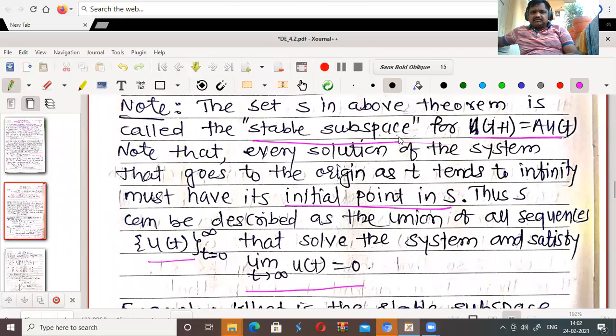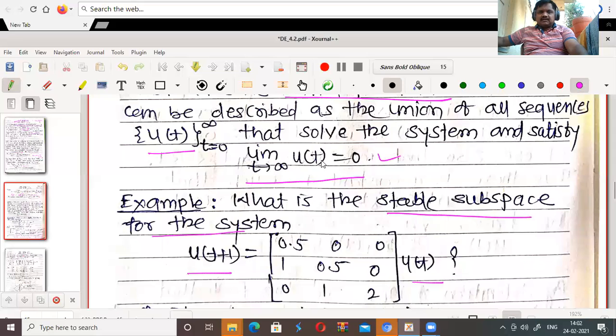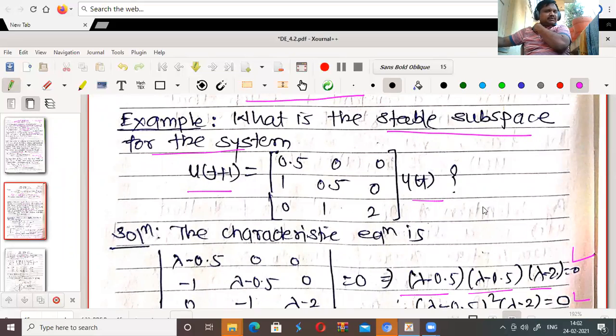Okay, the set S in the above theorem is called the stable subspace for u(t+1) = A u(t). What is S here? S is the set of only those eigenvectors corresponding to eigenvalues whose modulus is less than 1. Also note that every solution of the system that goes to the origin as t tends to infinity must have its initial point in S; u(0) must belong to S. Thus, S can be described as the union of all sequences u(t) from t equal to 0 to infinity, that is u(0), u(1), and so on, that solve the system and satisfy this equation. We can find the stable subspace for the system.